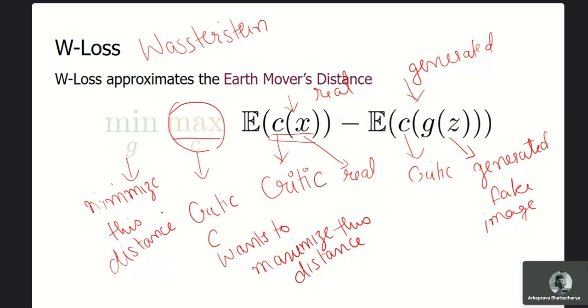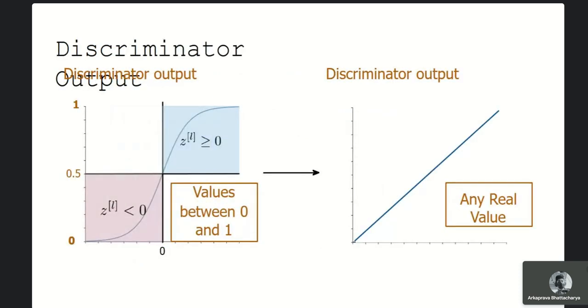Is it clear? So this is your Wasserstein loss function, which uses the earth mover's distance, the distance between the real distribution and the generated distribution. As there are no logs in this loss function, as you can see, there will be no problem of vanishing gradient. Now, if we look at the discriminator output, in our BCE loss function, our output was 0 or 1.